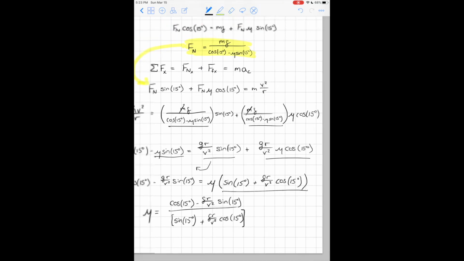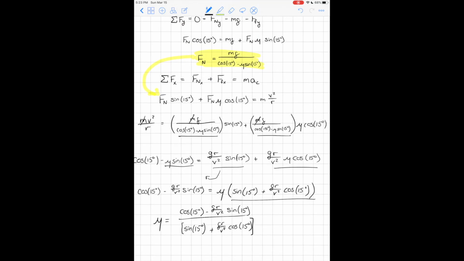Woof. All right. So when it's all said and done, we can plug some numbers in. We know the speed, right? We know v is going to be 20 meters per second. We know r is going to be 70 meters. We know the mass. Actually, the mass canceled out a long time ago. Gravity is a constant, and then cosines and sines of 15 are easily plugged into a calculator, and you get 0.27 as your coefficient of friction.